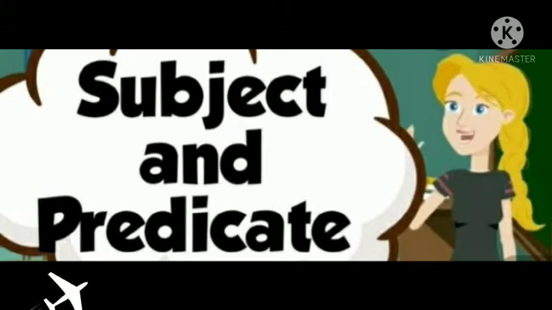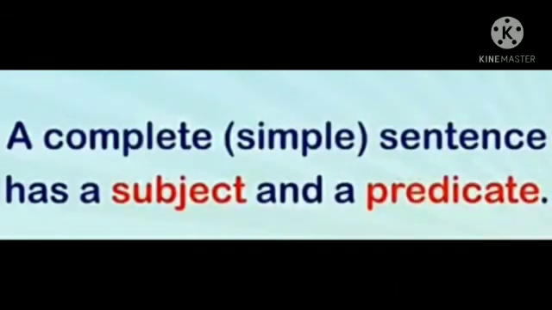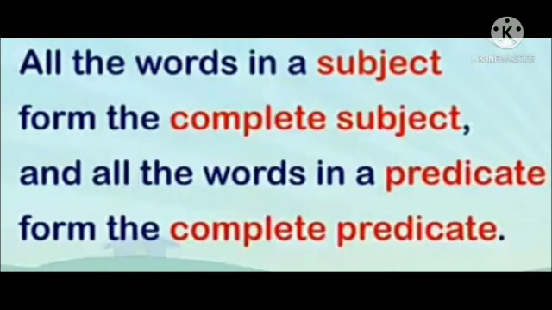As you can see, a complete sentence has a subject and a predicate. So every complete sentence has a subject and also a predicate, as you can see on the next slide. All the words in a subject form the complete subject, and all the words in a predicate form the complete predicate. So dear children, whenever the subject is formed, it forms the complete subject, and whenever the predicate is formed, it also forms the complete predicate.